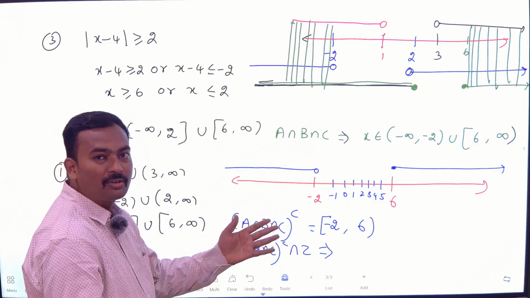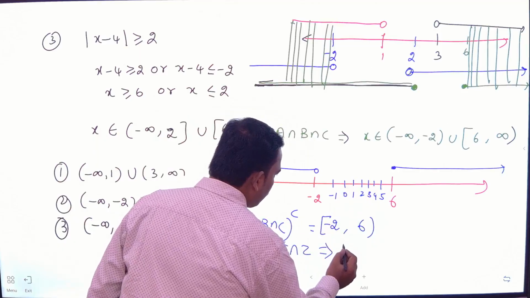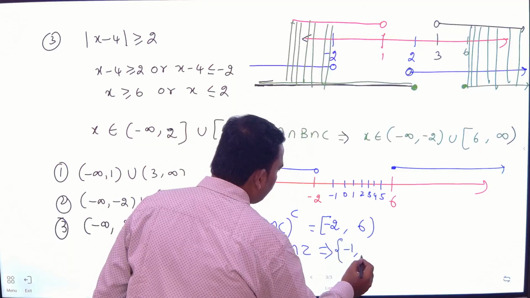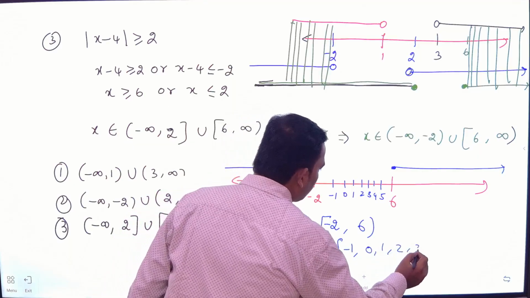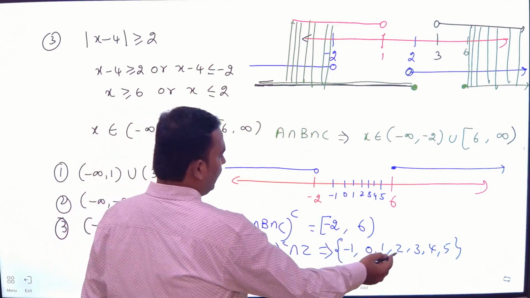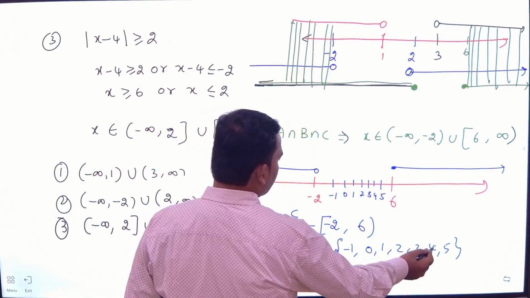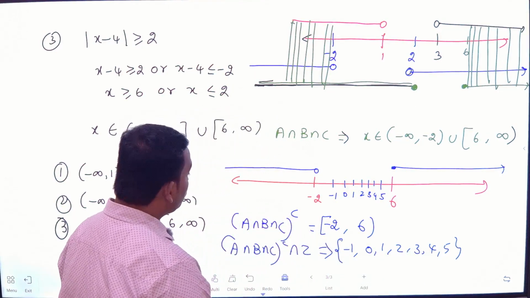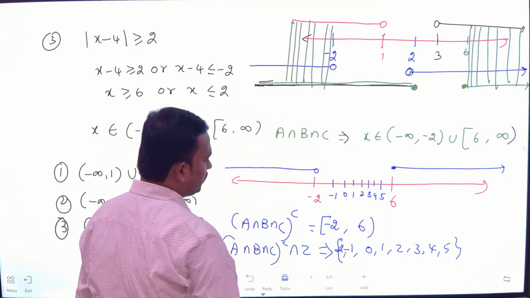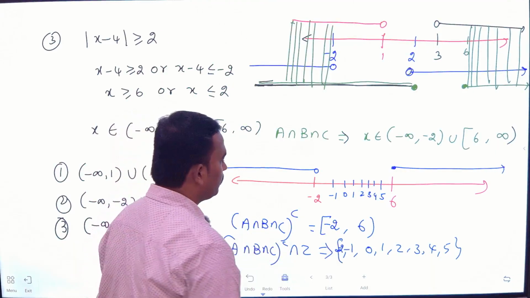This is the complement of the set. What are the integers here? So the integers will be minus 1, 0, 1, 2, 3, 4, 5. How many elements are there here? 1, 2, 3, 4, 5, 6, 7. Minus 2 is included, no? You have to include that also. Minus 2 included. So there are 8 elements in the intersection.